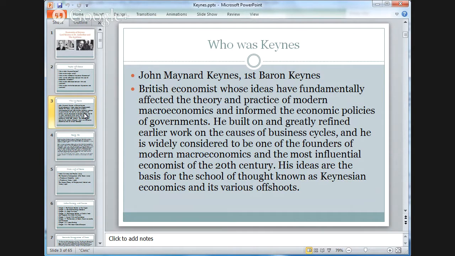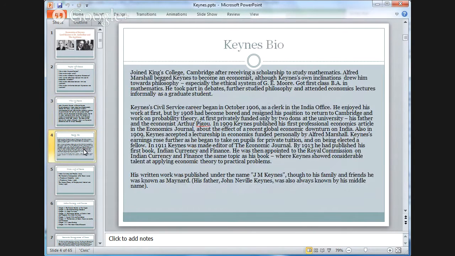He was a civil servant, and he studied economics at Cambridge University. He was mostly interested in mathematics and philosophy. He was a fan of Alfred Marshall and David Ricardo, and he had certain differences with other neoclassicals, but mostly he was a Marshallian, and he was a fan of Walras and David Ricardo. He did his BA in mathematics, and he studied economics and philosophy informally in Cambridge.